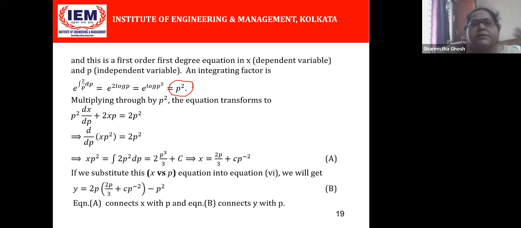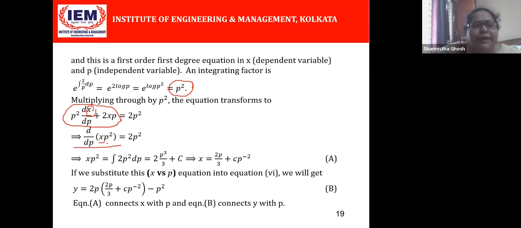Next, of course, we will multiply by this integrating factor. So once I multiply by the integrating factor, this is p squared dx/dp plus 2xp equal to 2p squared. Just usual multiplication. And again, I have told you in the classes several times that the left hand side will always emerge as d/dp of the dependent variable x multiplied with the integrating factor. This will emerge in every linear equation.